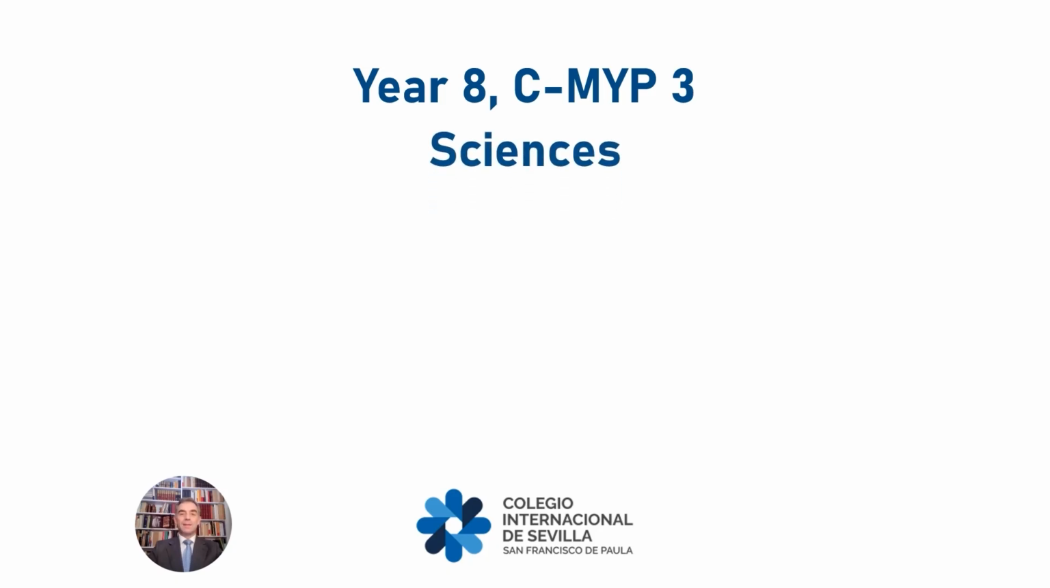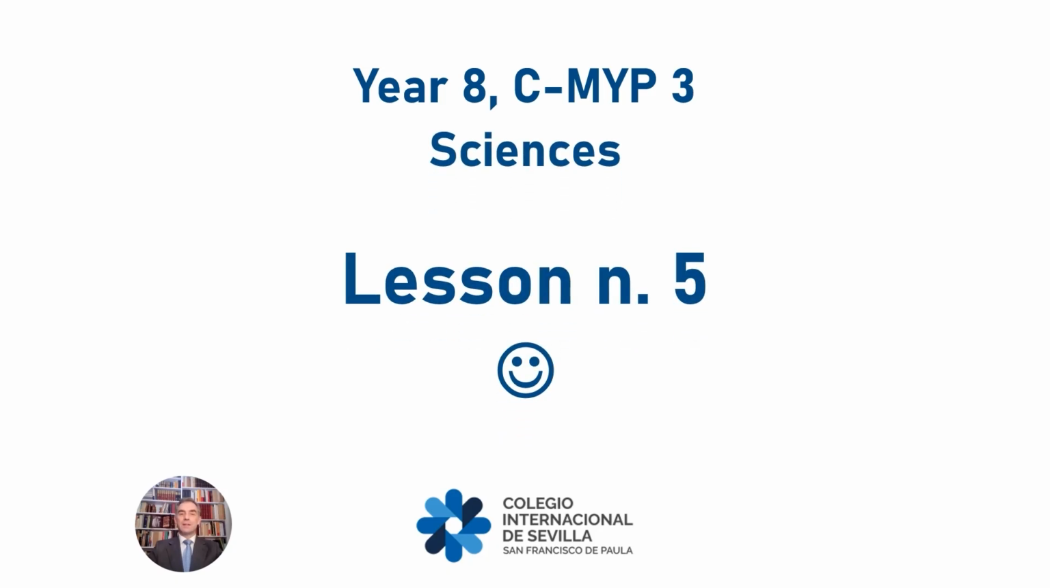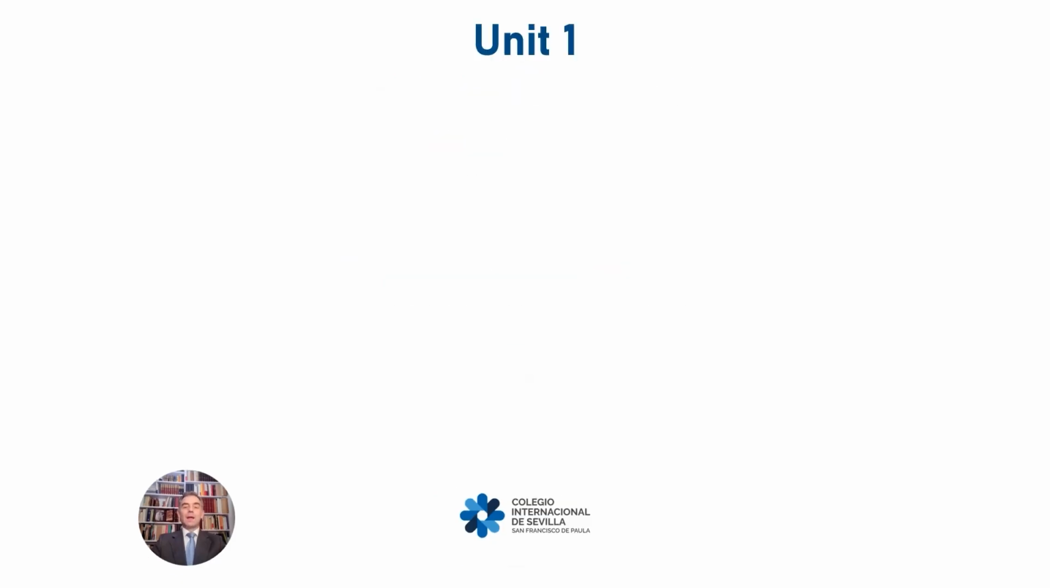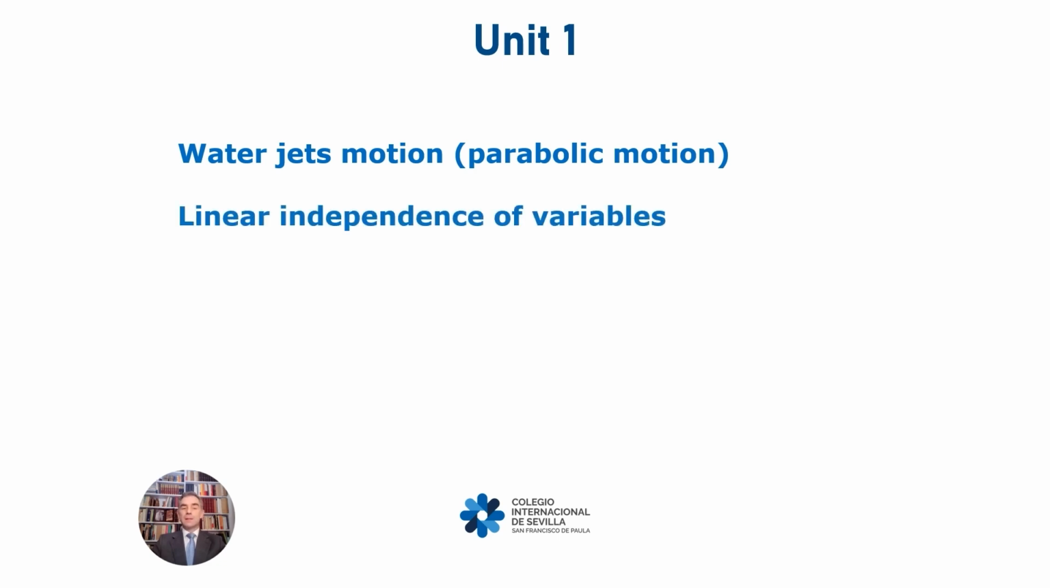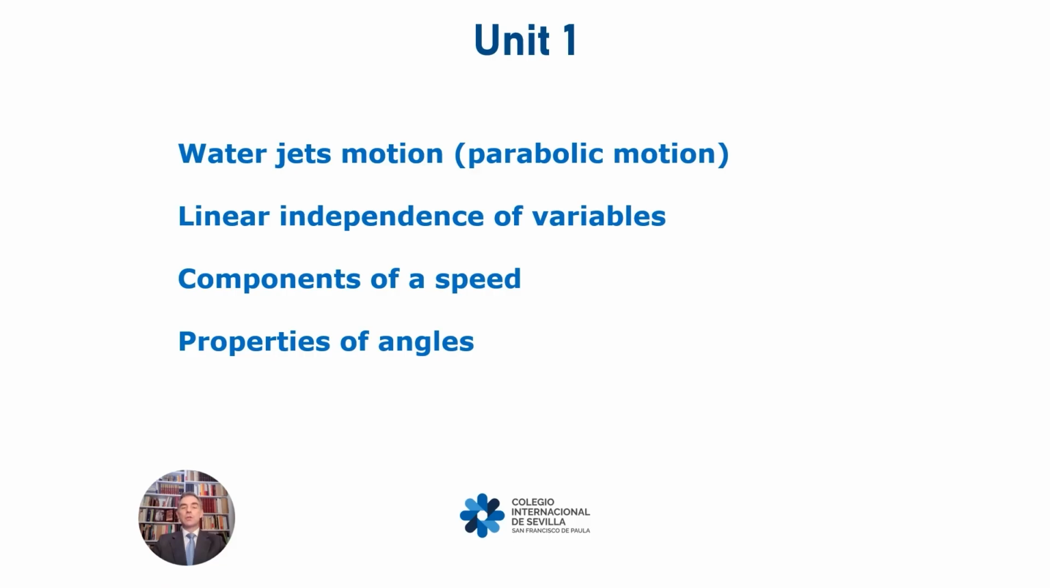This is Sciences, and today we're going to study lesson number 5. We are in unit number 1, and the content of this lesson is going to be first to do a problem on water jet's motion or parabolic motion. Then we will study the linear independence of variables to proceed to analyze the components of a speed, and then a brief introduction to properties of angles called trigonometric functions. So let's first start solving.